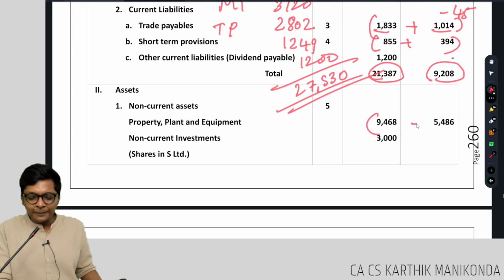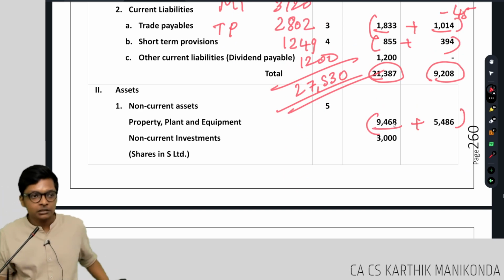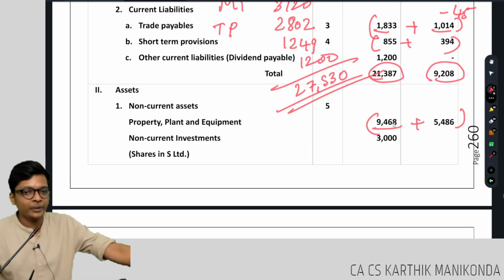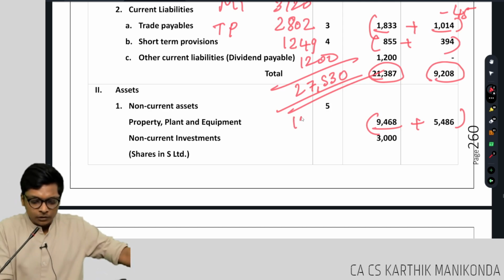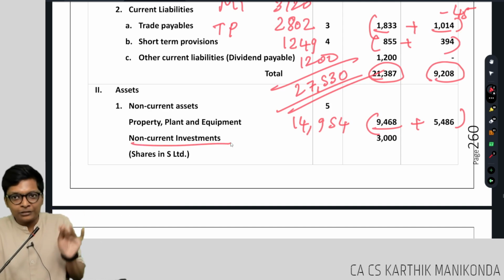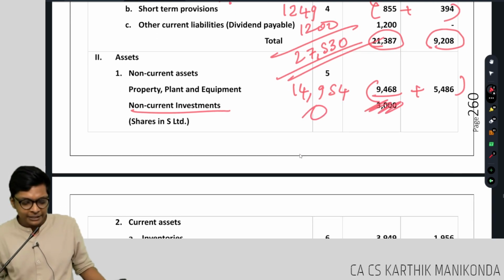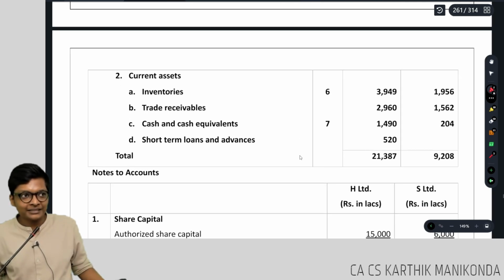PPE. What is it? Line by line addition. 9468 plus 5486. How much? 14,954. Super. Will I write non-current investment? No, this is not associate. The whole point is to make this 0. So I will write here 0. Come down to current assets, guys.